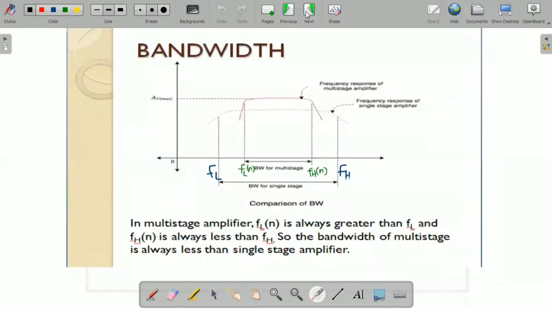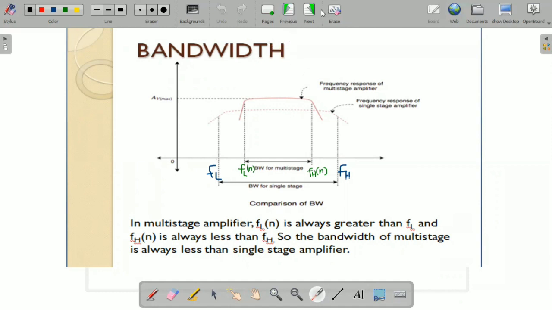Next, moving on to the bandwidth. The bandwidth of multi-stage is less than the bandwidth of single stage, on observing this frequency response. In multi-stage amplifier, the lower cutoff frequency is always greater than the lower cutoff frequency of single stage, whereas the higher cutoff frequency of multi-stage is always less than the higher cutoff frequency of single stage. So from this, it is clear that the bandwidth of multi-stage is always less than the single stage.